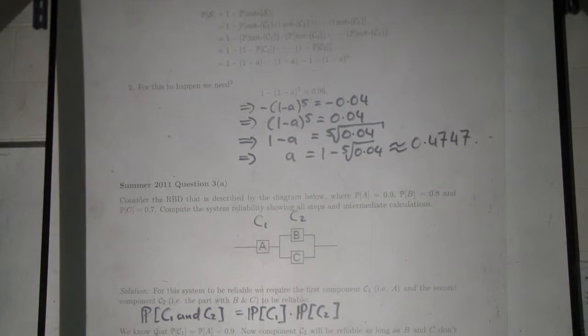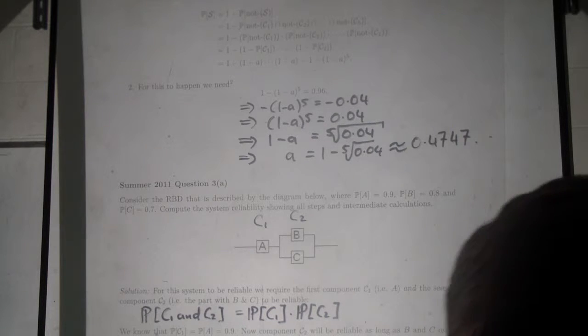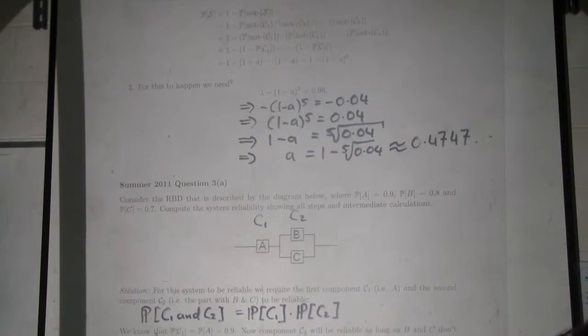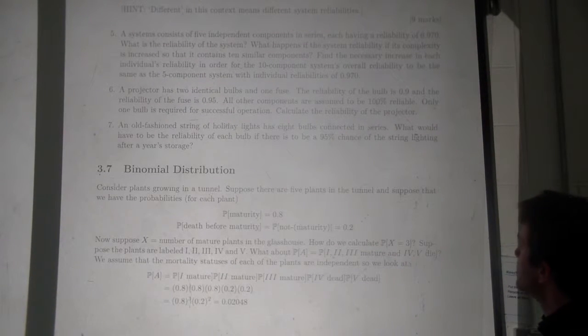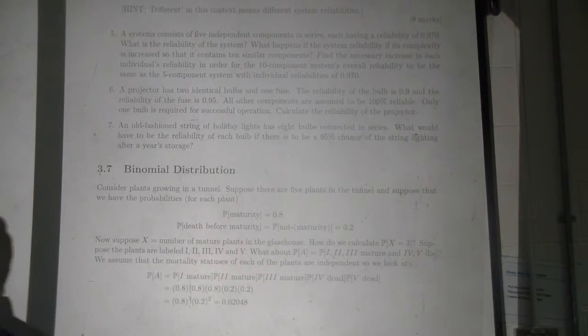Now the other example on page 97, I'm going to skip that but write it up and send it to you. And I'll put little notes on it as well. Okay, so we're going to jump on to page 99. So we're going to start with this one, the plants growing in a tunnel. 5 plants in the tunnel, 5 plants on trial, as such.